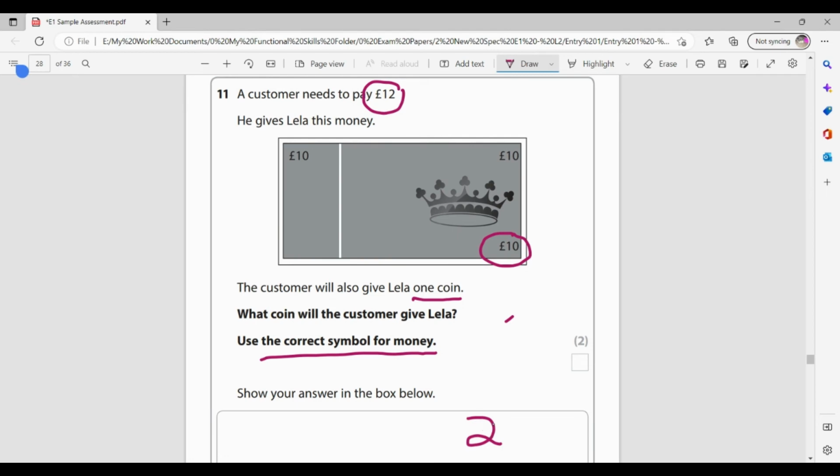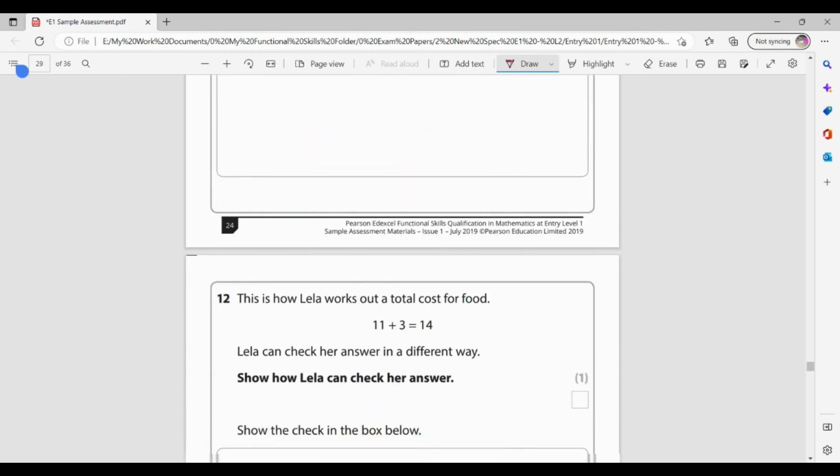I'm getting 1 mark for my 2, but my question also tells me use the correct symbol for money. So I'm getting 1 mark for my pound sign as well. If I write 200, I also get that correct, but £2 or £2 with a .00.